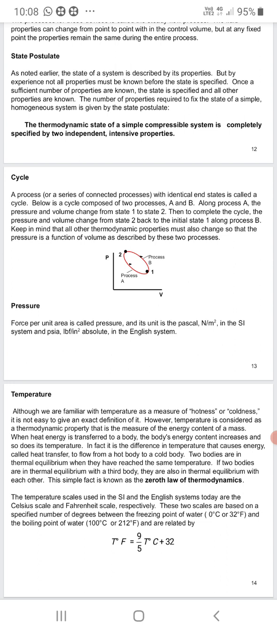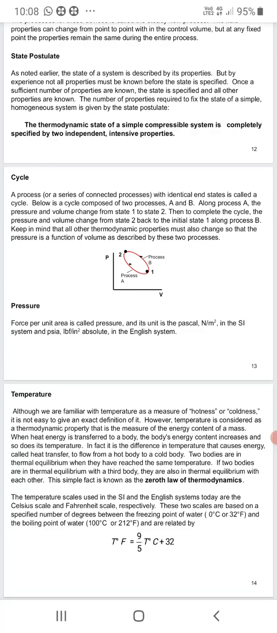Pressure may be measured in Pascal or Newton per meter square, kilopascal, megapascal, gigapascal also. Temperature is measured in degree centigrade or Kelvin. Degree centigrade can be converted into Kelvin by adding 273, and volume is measured in meter cube. So these are the units you have to remember.